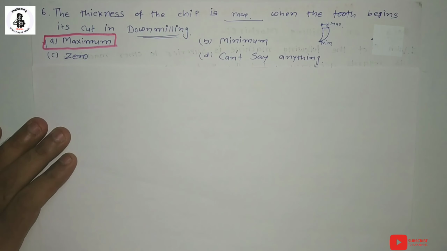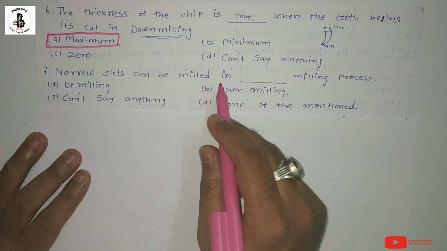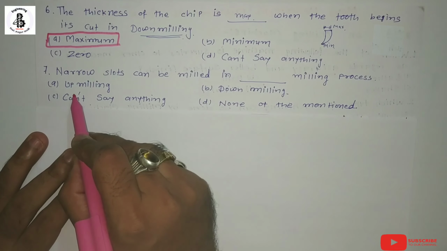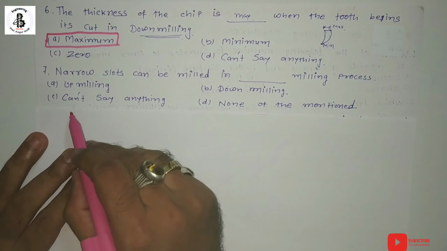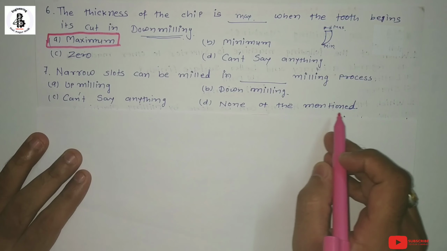The next question, narrow slots can be milled in which milling process? Option A, up milling process. Option B, down milling process. Option C, can't say anything. And option D, none of the mentioned.